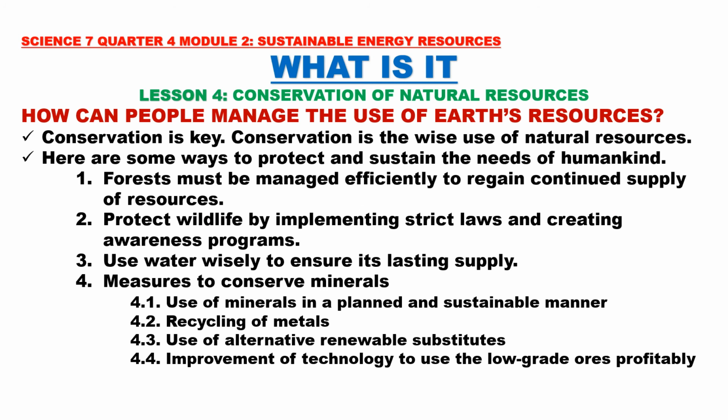How can people manage the use of Earth's resources? Conservation is key. Conservation is the wise use of natural resources. Conservation is the practice of caring for these resources so all living things can benefit from them now and in the future. Here are some ways to protect and sustain the needs of humankind. 1. Forests must be managed efficiently to regain continued supply of resources. 2. Protect wildlife by implementing strict laws and creating awareness programs.